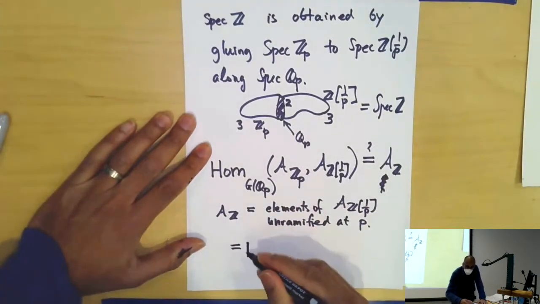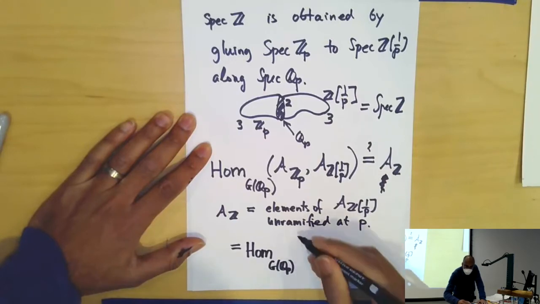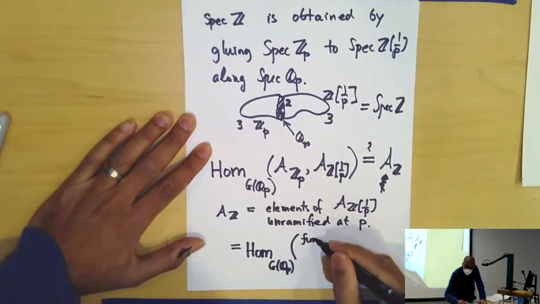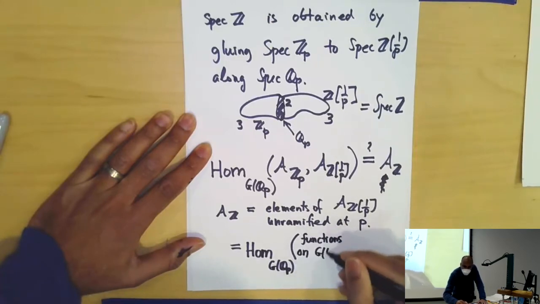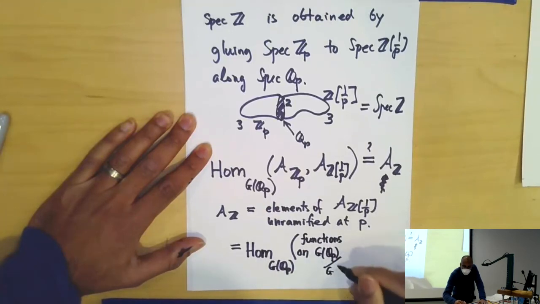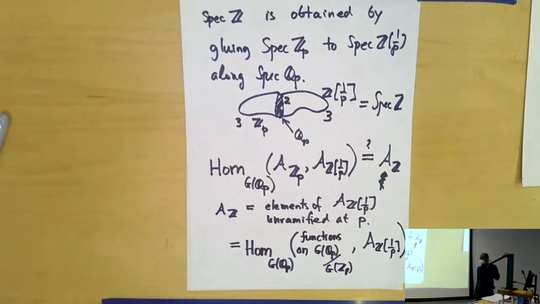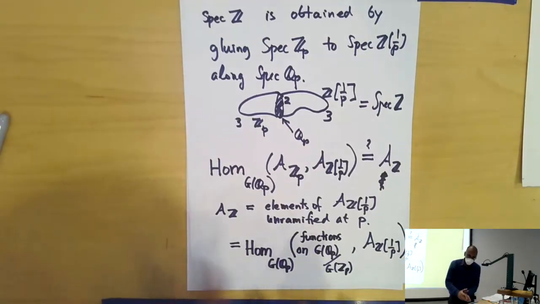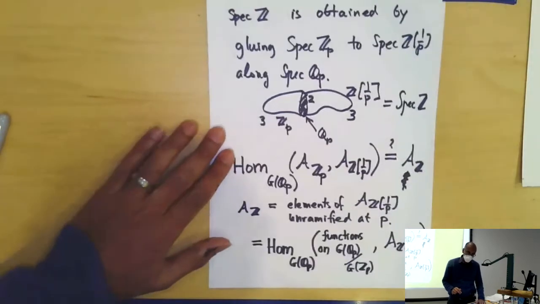You can express it, just by Frobenius reciprocity, as Homs from a representation. We'll just take compactly supported functions on G(Q_p) mod G(Z_p) to A of Z[1/p]. Okay, this thing below says exactly the same. All it says is that A_Z are the things in A_{Z[1/p]} unramified at p, but it points out that it has the correct formal property to fit into this gluing paradigm.